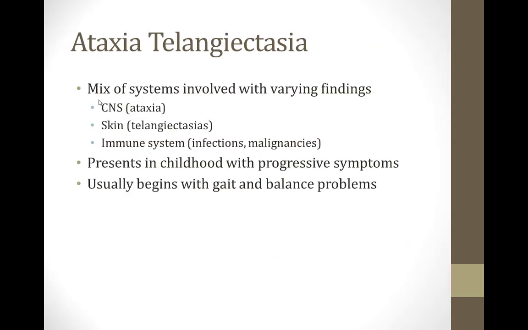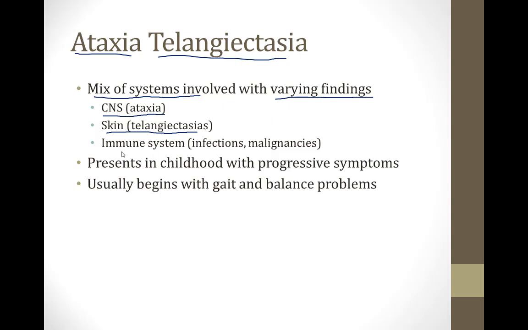One of the confusing things about this disorder is that many different organ systems are involved with varying findings, and it's not known how the defects in the ATM gene tie in with all the clinical findings. Luckily, two of the systems that are involved are in the title of the disease. So central nervous system symptoms include ataxia, and that's in the name of the disorder. And the skin findings are lesions called telangiectasias, which is also in the name of the disorder. Telangiectasias are small blood vessels that you can see on the face and in the skin.